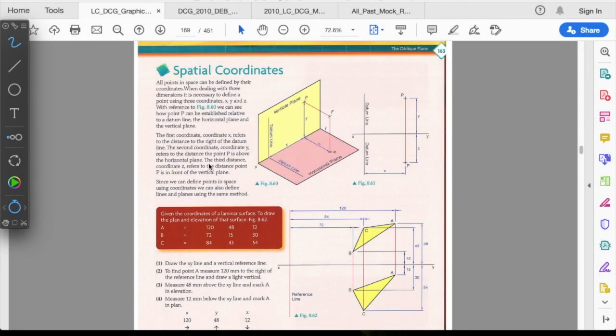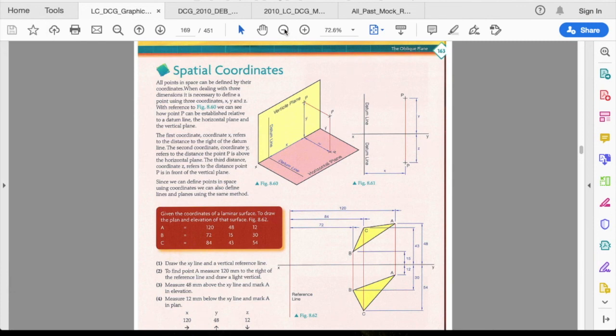In this video, we are going to look at spatial coordinates. This is the next section moving on from oblique planes. Okay, and what we're looking at with this is what are called laminar planes. Now, laminar planes are sections of oblique planes.